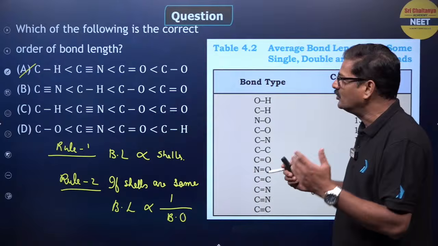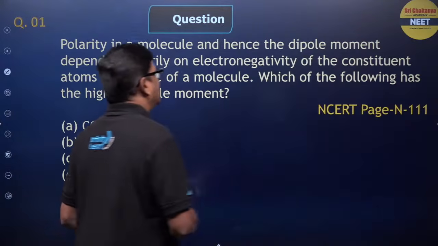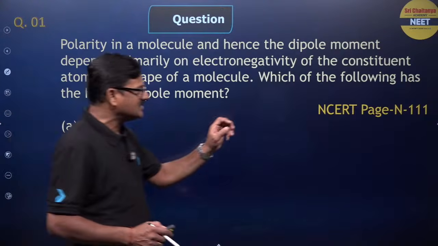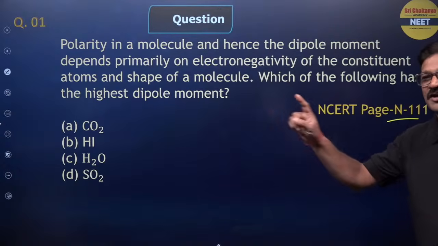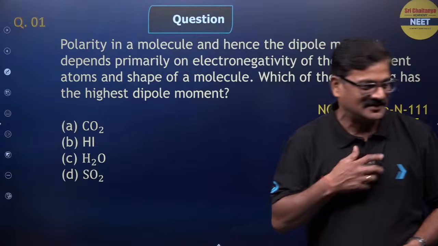Okay, now moving ahead. Here, the polarity in a molecule and hence the dipole moment depend primarily on the electronegativity of the constituent atoms and the shape of the molecule. Which of the following has the highest dipole moment? It is related to NCERT page number 111. Who is going to give the answer? Use the chat box and mention your answer in the chat box.